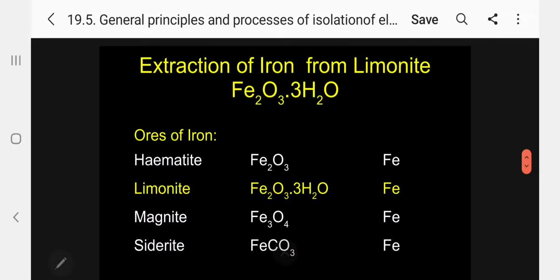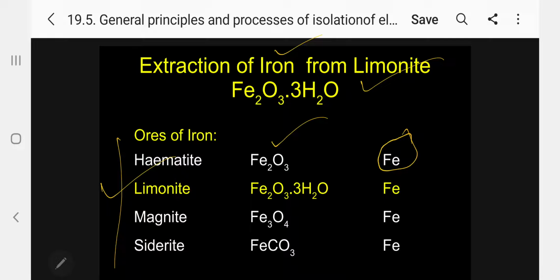The next is extraction of iron from limonite. Formula Fe2O3.3H2O. Here, please memorize these words. There are 4 ores of iron. One is hematite, Fe2O3, from which iron can be extracted, without any water molecule. Kindly follow. Limonite contains 3 water molecules, Fe2O3.3H2O. I have shown it in yellow color, that is what we are going to use for the extraction.